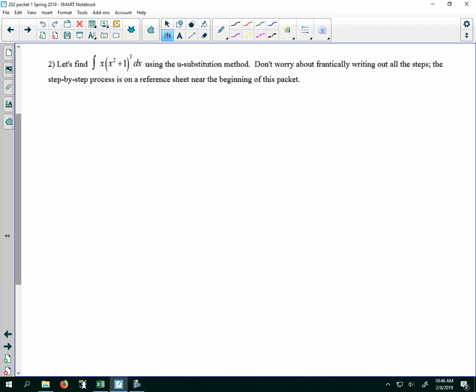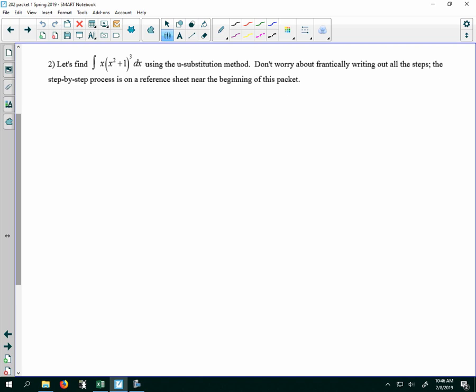Okay, so I want to take the integral of x times the quantity x squared plus 1 cubed using a U substitution method. I could expand this all out. I could cube x squared plus 1, multiply x squared plus 1 times x squared plus 1 times x squared plus 1, do all that multiplication and combining like terms, and then distribute an x. But it's just way too much algebra. We're going to do U substitution.